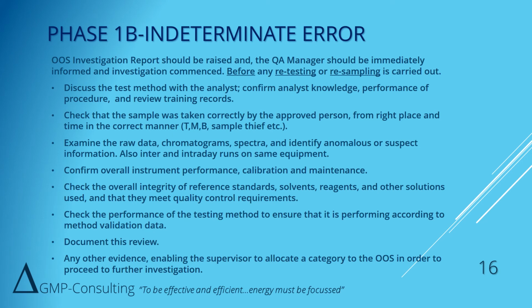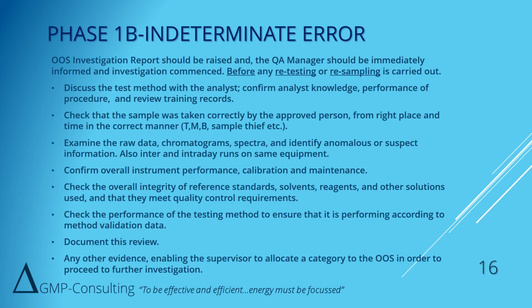So if you're unfortunate enough to have to go to phase B and what's called an indeterminate error, that is, you cannot on initial investigation figure out what the problem is, you have to go to phase B. The OOS should be raised and the QA manager should be immediately informed and the investigation commenced before any retesting or resampling is carried out. That's kind of a difference from what used to happen, is that QC were often left to their own devices to start with and retest and so on, but that's changed, and that's a major change because QA are seen as independent from QC, so QA need to agree to any kind of retesting and resampling.